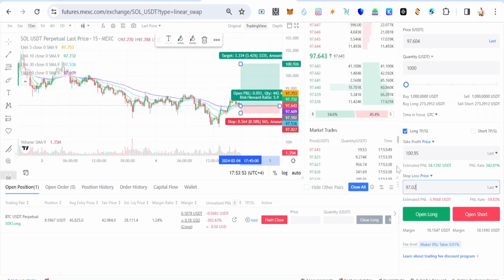Now please note that you will need to win only one trade out of 3 trades in order to be profitable. If you lose more than 3 trades, then you will be at a loss. So once again, do your own research. This is how you can make some quick profits on futures trading on the Mexc Global platform, since it has the lowest trading fees.